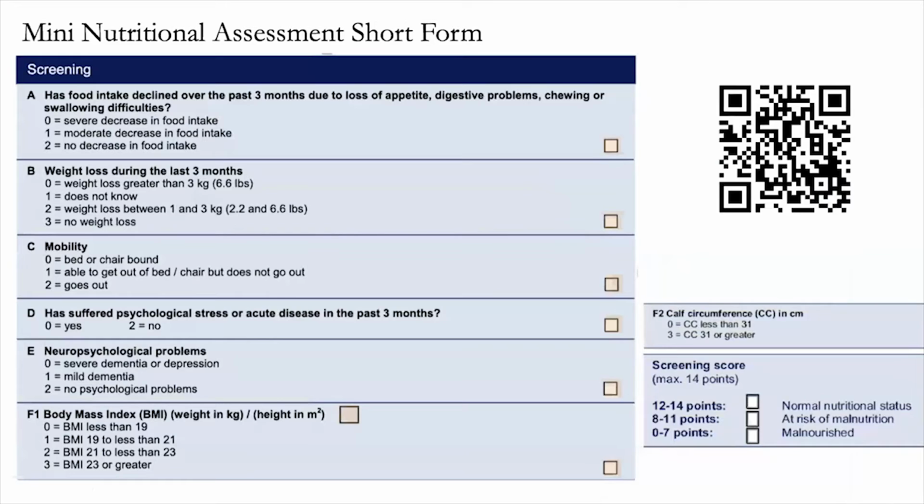Let's take a look at the MNA, the Mini Nutritional Assessment short form, which was suggested by the ERAS guidelines. So it's pretty simple. Has food intake declined for any reason over the last 3 months? Have you lost over 6.6 pounds in the last 3 months? And then we look at mobility, how mobile or immobile are you? Have you suffered acute illness or psychological stress in the past 3 months? And then there's this neuropsychological section that's interesting. Do you have mild or severe dementia or depression? And then, of course, we look at the BMI. And we add those up, and the lower the score is, of course, the more likely it is that the patient is malnourished. Once again, a QR code for that.